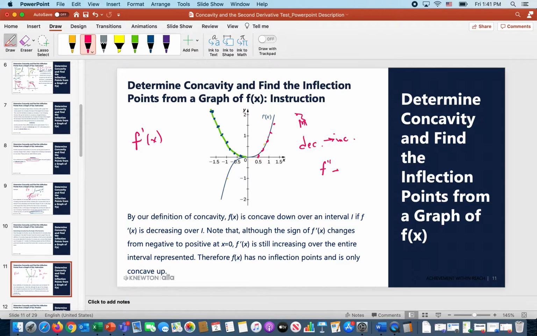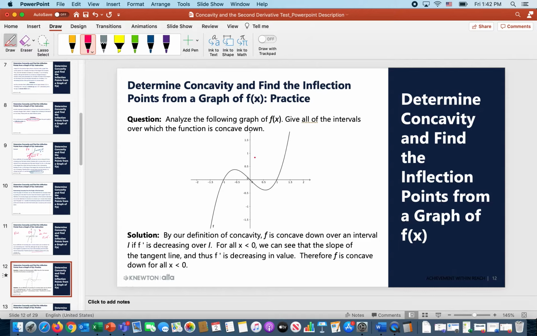So f prime was positive, f double prime was positive. Now f double prime is negative. Okay, so what I've drawn here would be a situation where we would have a point of inflection. Again, we're looking at the derivative, and that's what you always have to keep in the back of your mind: we're looking at f prime, not f double prime. So in this situation, if we're looking at f prime of x, we have no inflection points.